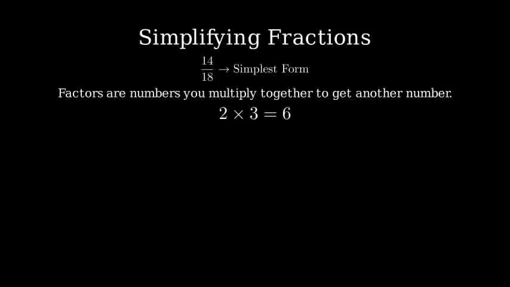Numbers that multiply together to give another number are called factors. Now, let's find the factors of the numerator, which is 14. The factors of 14 are 1 times 14 and 2 times 7.